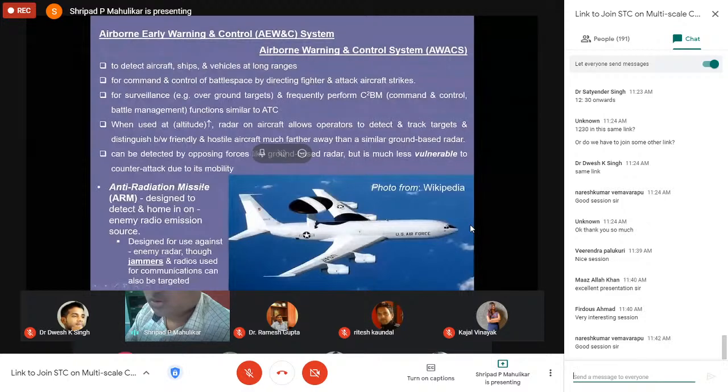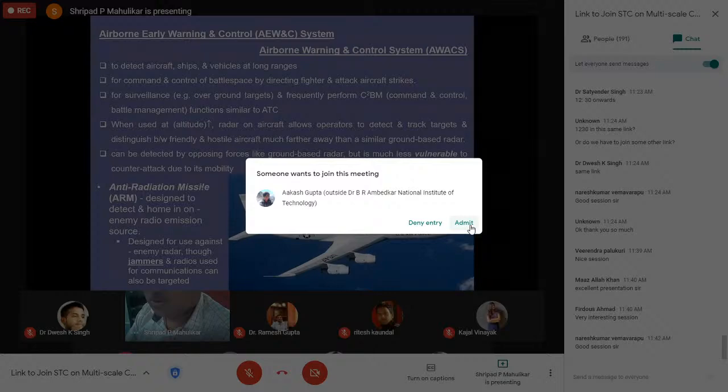And anti-radiation missile always will continue to pose a threat to radar transmitter. Any query? Okay.